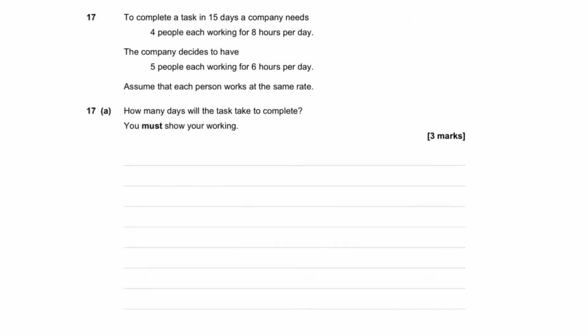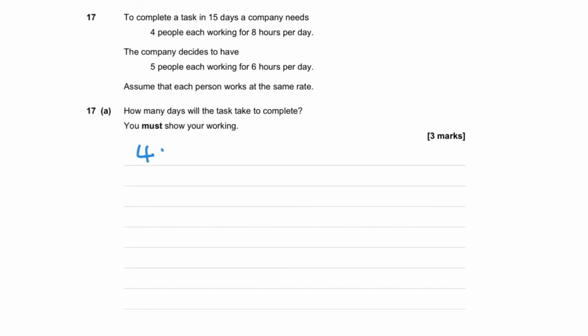Our next question says, to complete a task in 15 days, a company needs 4 people, each working for 8 hours a day. The company decides to have 5 people working for 6 hours a day. Assume that each person works at the same rate. How many days will the task take to complete? You must show your working.